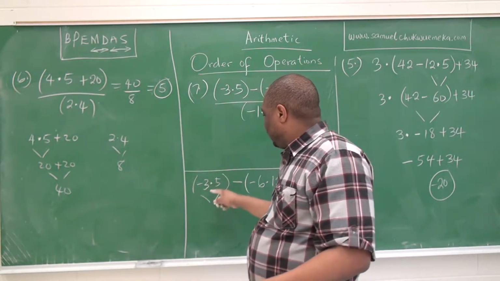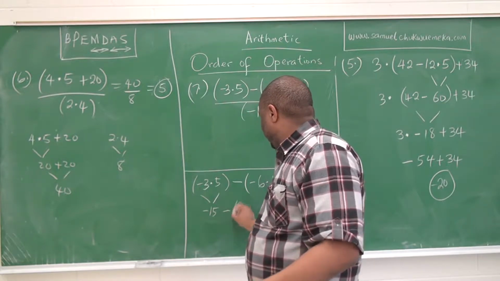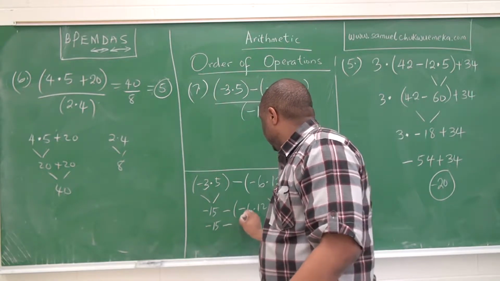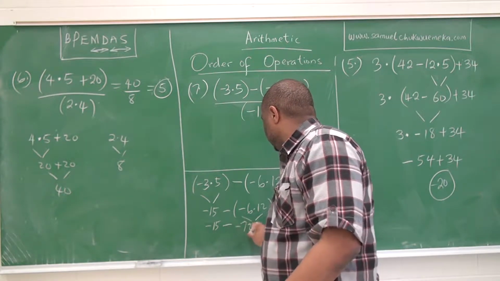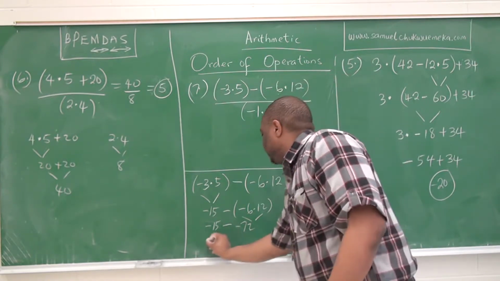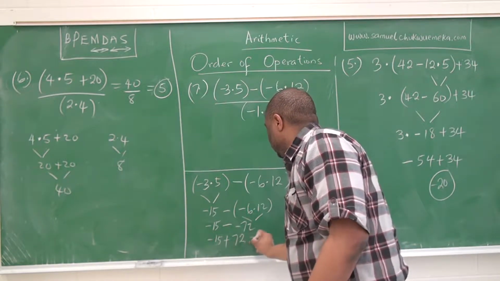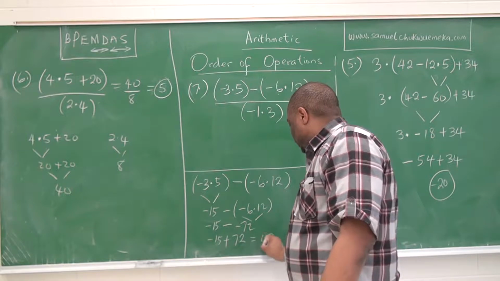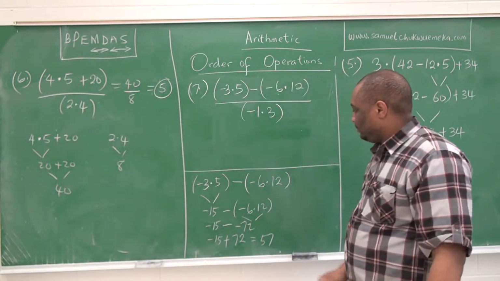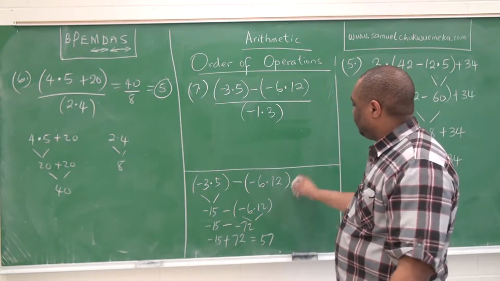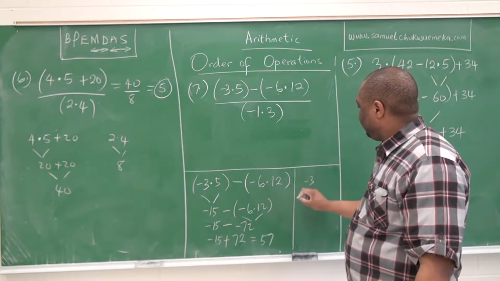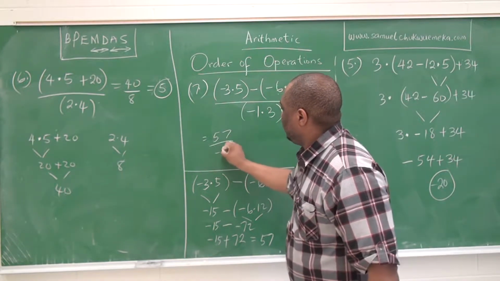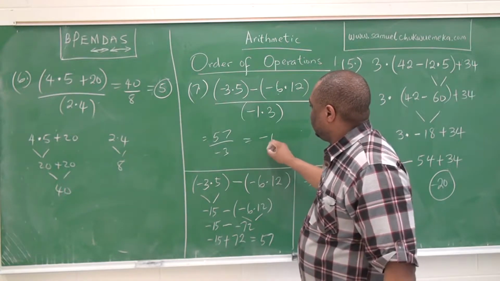Inside the parentheses, we have the multiplication. This is negative 15 minus negative 6 times 12. Then this is negative 15 minus negative 6 times 12 is what? Negative 72. So this is what? Negative 15 plus 72, which is 12 minus 5 is 7. And then 6 minus 1 is 5. So you have 57. 57 for the numerator, and then negative 3 for the denominator. Negative 1 times 3 is negative 3. So this is what? 57 over negative 3, which is what? Negative 19.